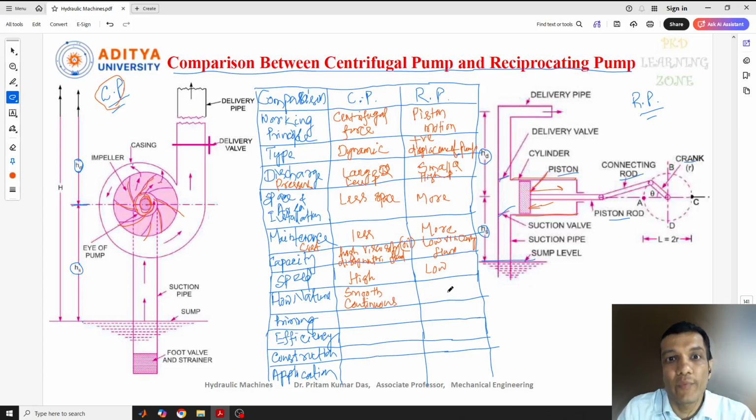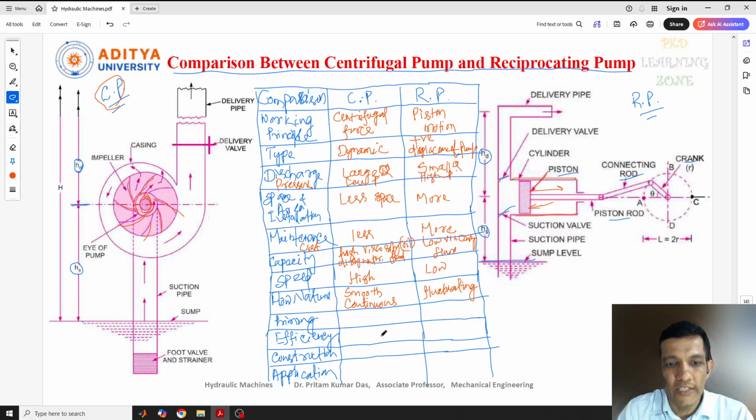But coming to the reciprocating pump, if you see, due to the movement of the piston in the cylinder, it will start from here, end here, come back, and go down again. So some kind of fluctuation will be there. So here the flow nature will be fluctuating.